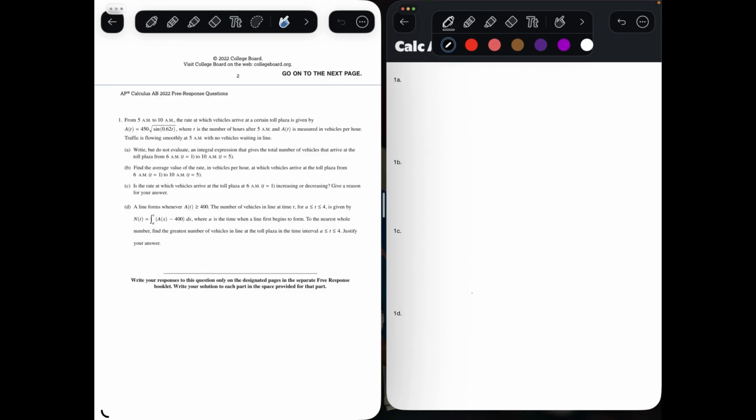So the problem says, from 5 a.m. to 10 a.m., the rate at which vehicles arrive at a certain toll plaza is given by A of t, and then you have that formula, where t is the number of hours after 5 a.m., and A of t is measured in vehicles per hour. Traffic is flowing smoothly at 5 a.m. with no vehicles waiting in line. So basically, important things to remember are that A of t is the rate at which vehicles arrive at a certain toll plaza, t is the number of hours after 5 a.m., and currently at 5 a.m., there are 0 vehicles waiting in line.